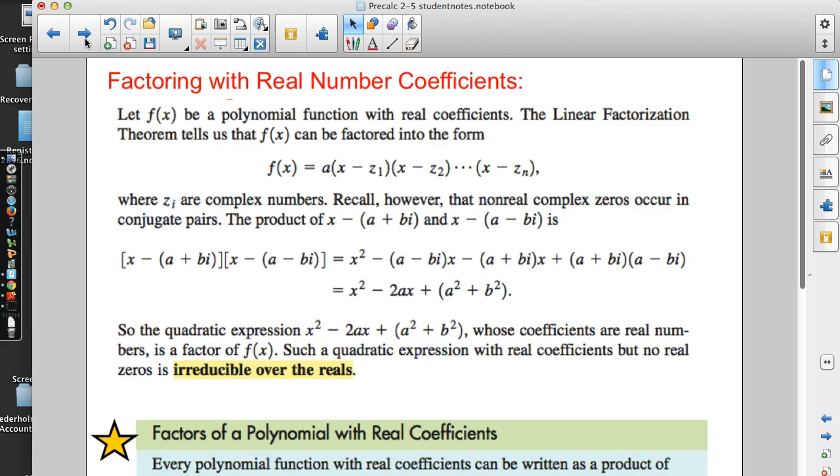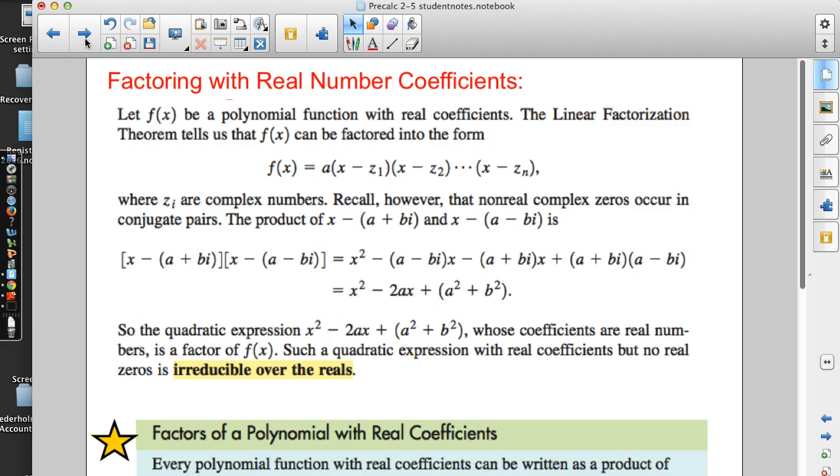So when we factor with real number coefficients, different things have happened for us. Let f of x be a polynomial function with real coefficients. The linear factorization theorem tells us that we could factor that. And sometimes we look at it and say, well, we're going to need a little help. We're going to have to use the graphing calculator to find at least one zero to lead us to where we go using synthetic. But in reality, by completing the square, we're finding these factors as well.